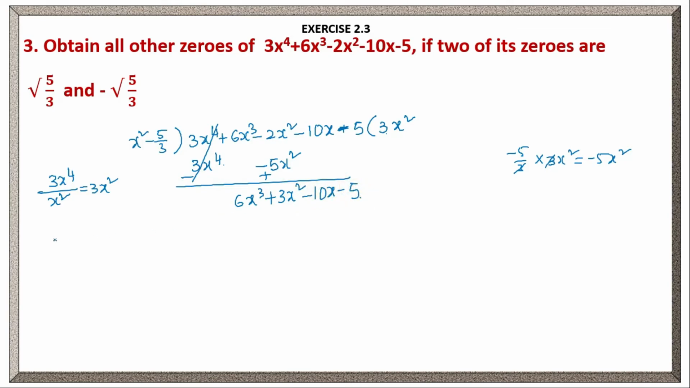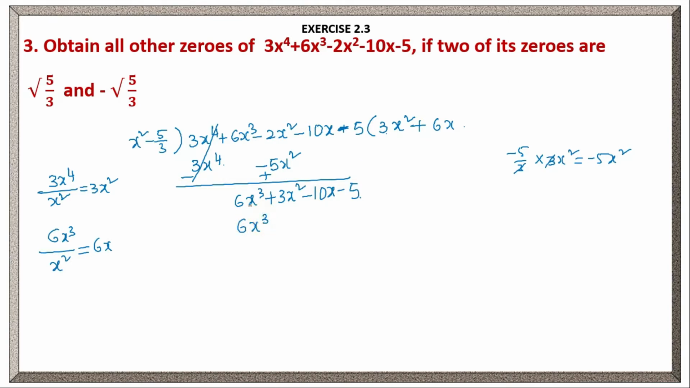So what is the first term? 6x cube by x square will give 6x. So write in the quotient place 6x. Clear? Now multiply the whole divisor with 6x. X square into 6x.